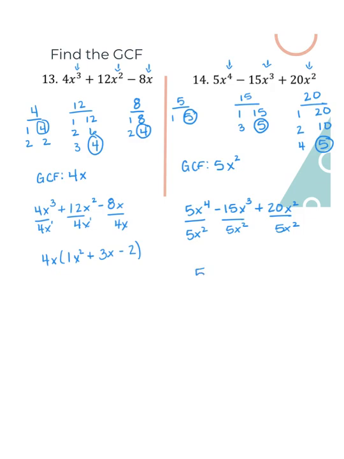Okay, I'm going to put my 5x squared out front. 5 divided by 5 is 1. X to the fourth divided by x to the second is x to the second. Minus 15 divided by 5 is 3. X to the third divided by x to the second is just an x. And then 20 divided by 5 is 4. And then that x to the second and x to the second are going to cancel out. So I'm just going to close that.